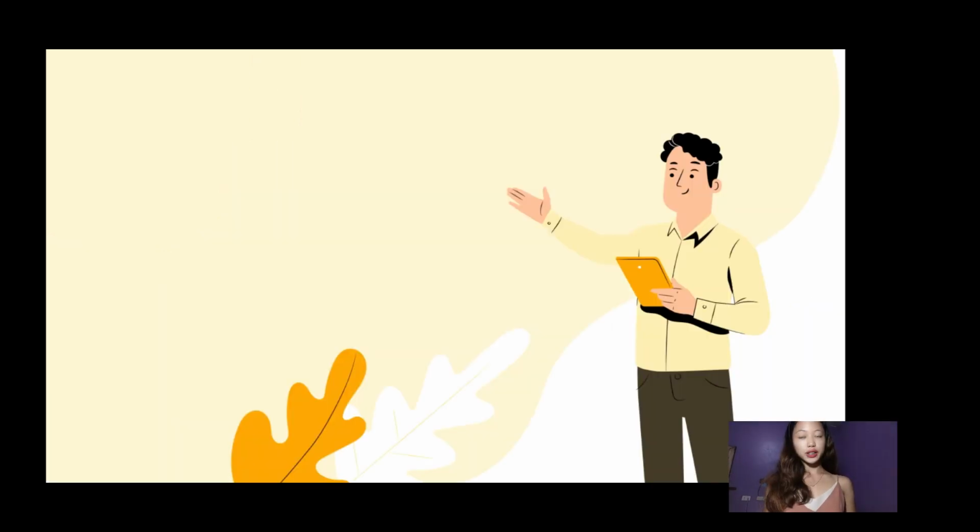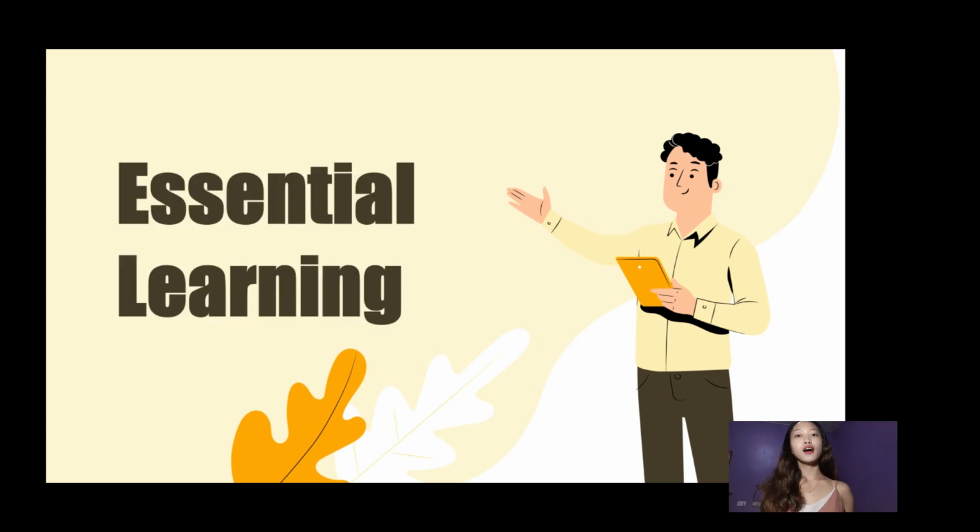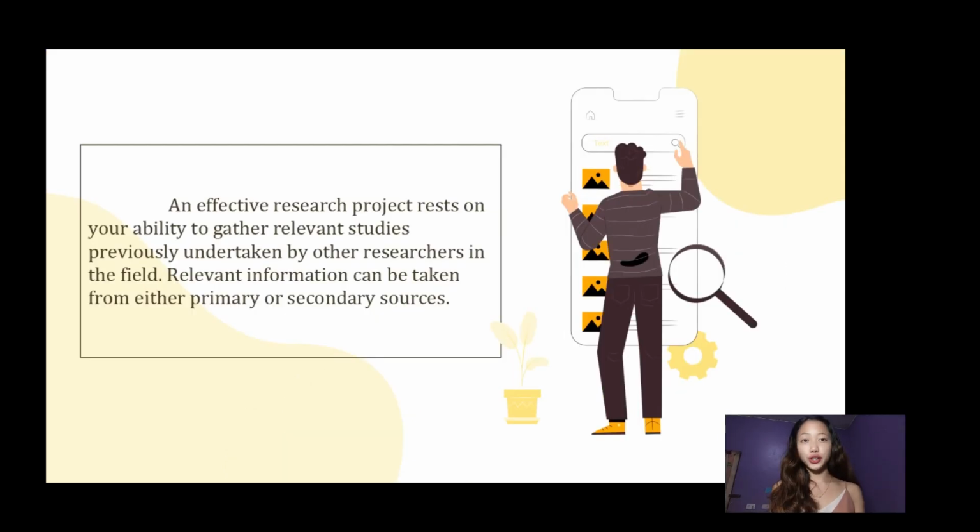I am Angela Maris Rendiza from STEM 12 Integrity, and today I will be talking about essential learning. An effective research project rests on your ability to gather relevant studies previously undertaken by other researchers in the field. Relevant information can be taken from either primary or secondary sources.